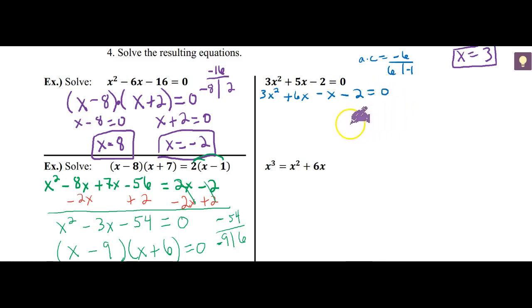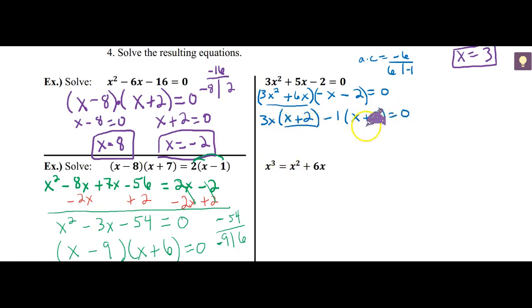Now I have 4 terms, so I'm going to factor by grouping. Group my first 2, group my last 2, take out the GCF of the first 2. So they both have a 3 and an x in common. When I take that out, I am left with the 3's divide out, one of the x's, I still have 1x. 6 divided by 3 is positive 2, and the x's divide out. On the right, I notice that they both have a negative, so I'm going to take out a negative 1. That changes my negative x to positive x, and my negative 2 to positive 2.